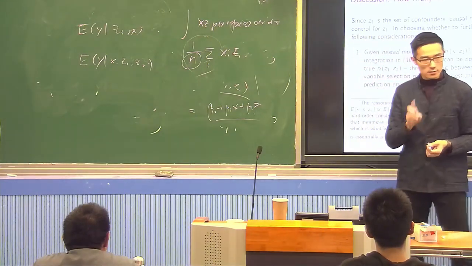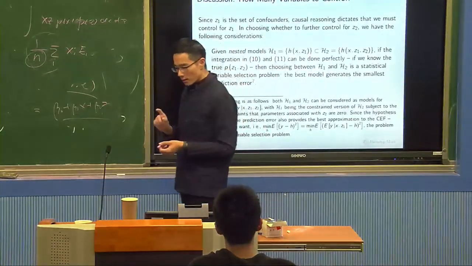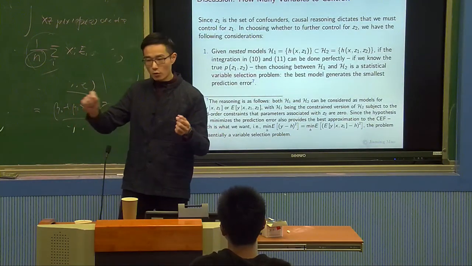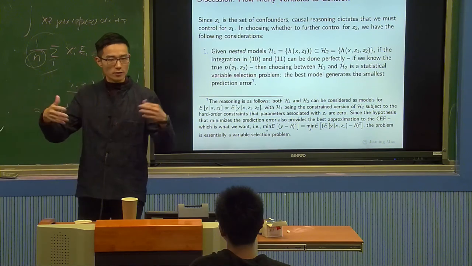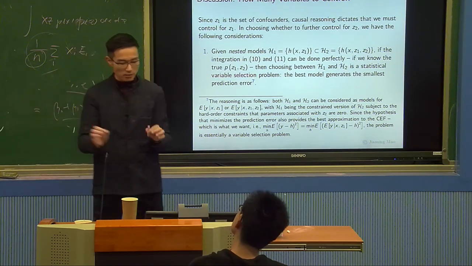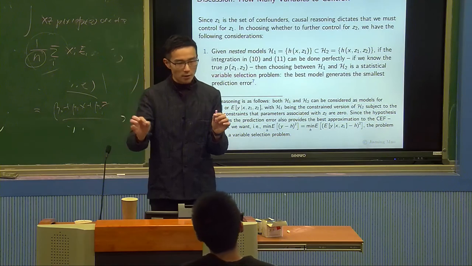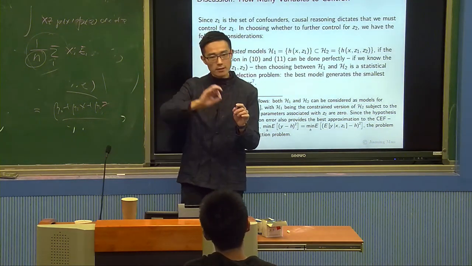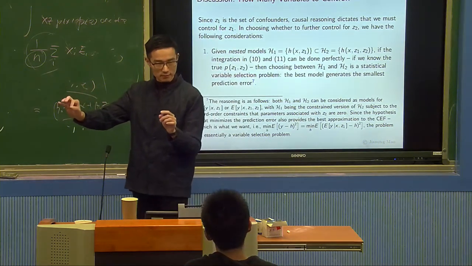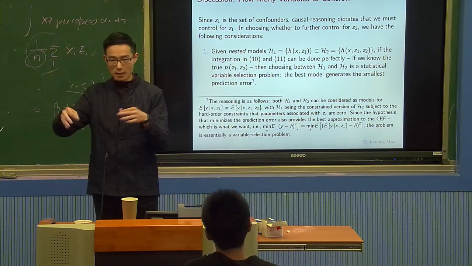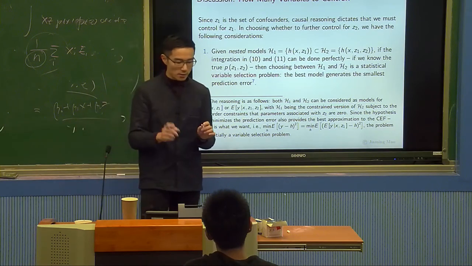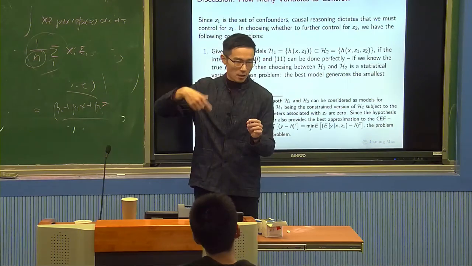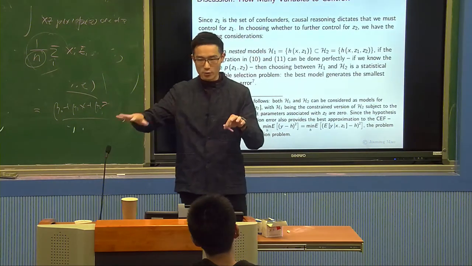The answer here is two things. Number one, the more you throw in, the more complicated your model becomes. Suppose you're not using linear models. The more variables you control for, the more complicated your model becomes. And so there is an optimal degree of complexity. So that's the familiar variable selection problem we are facing. In other words, the first answer is that it's not always better to control for more variables, because you face this complexity trade-off, this bias-variance trade-off.